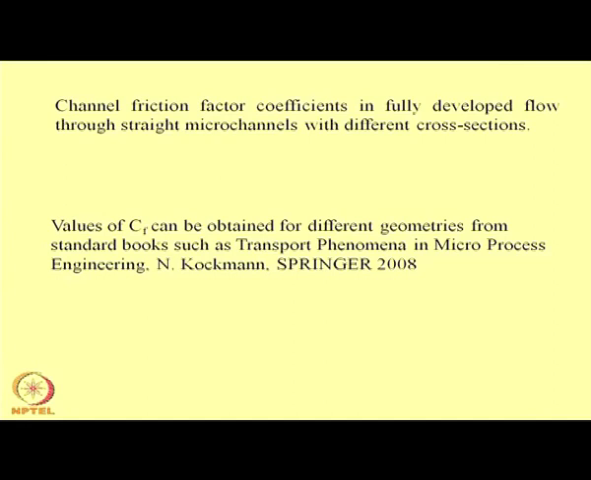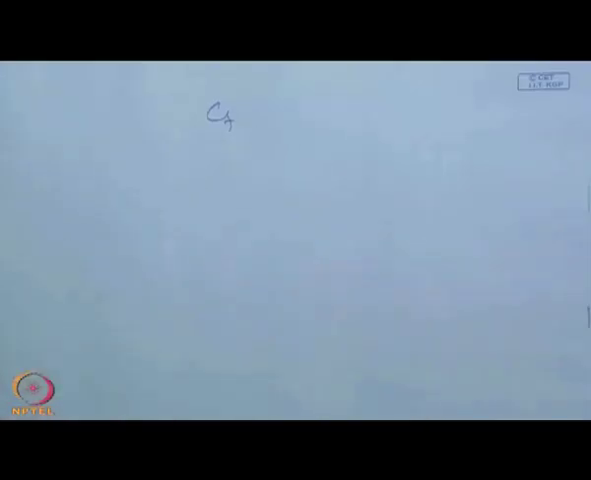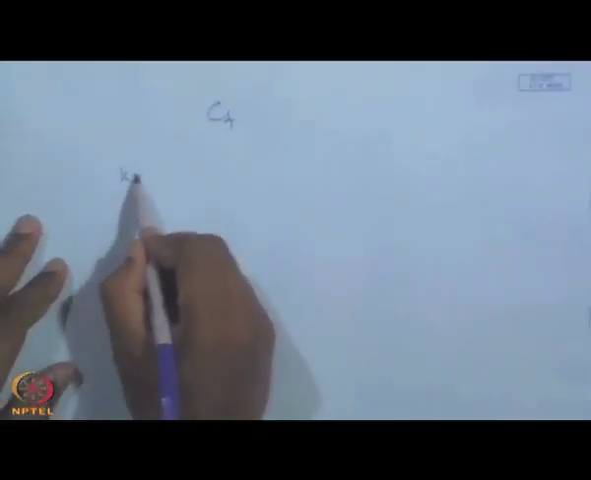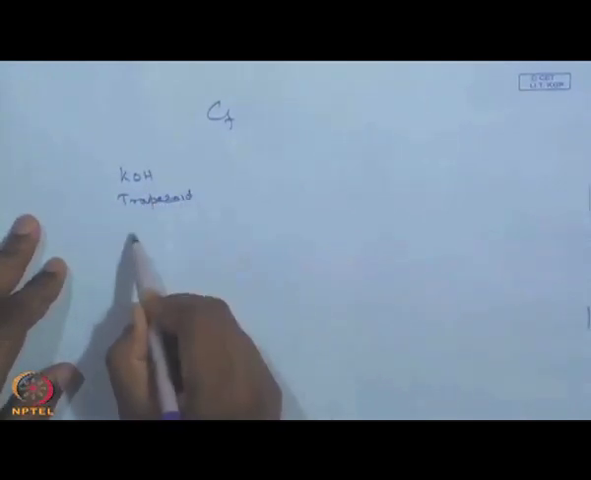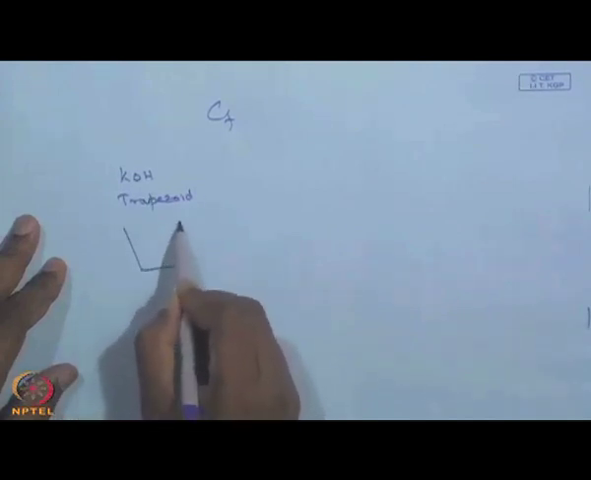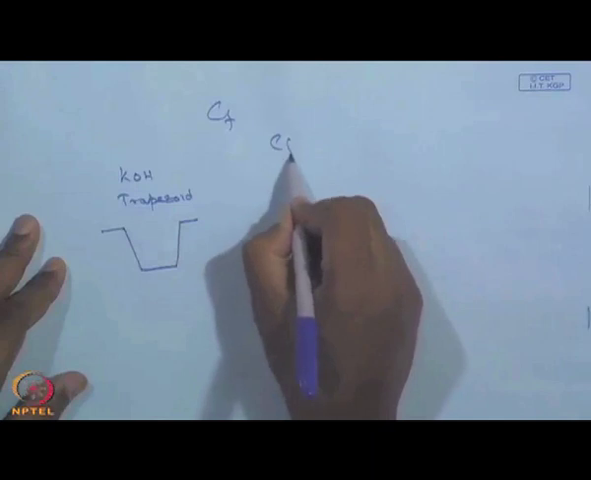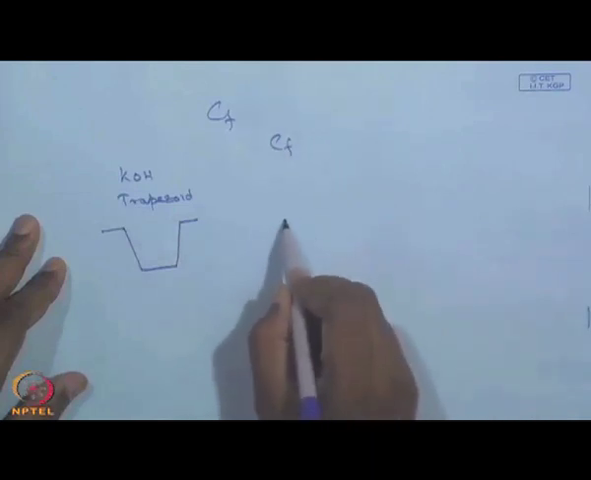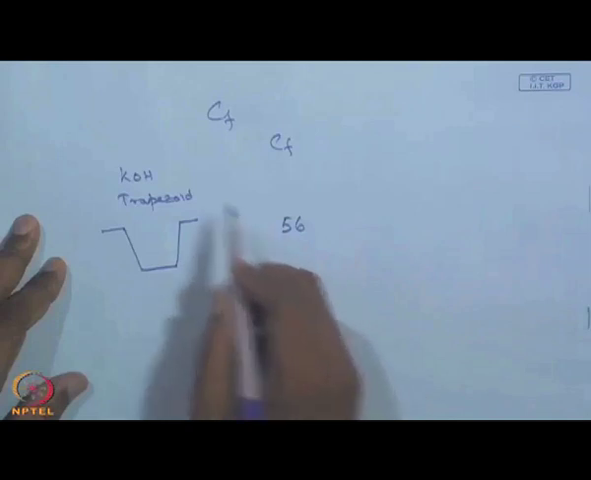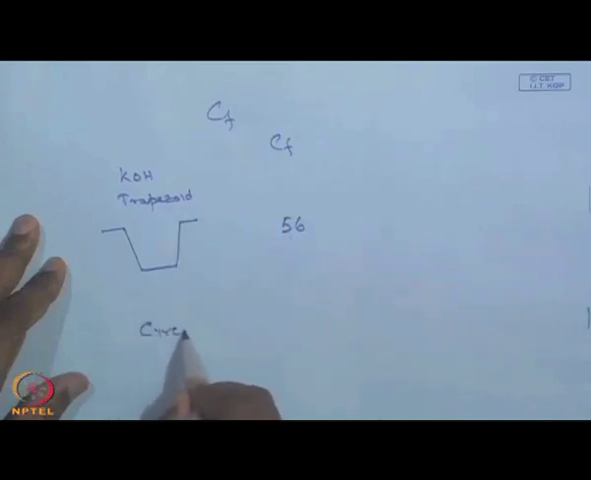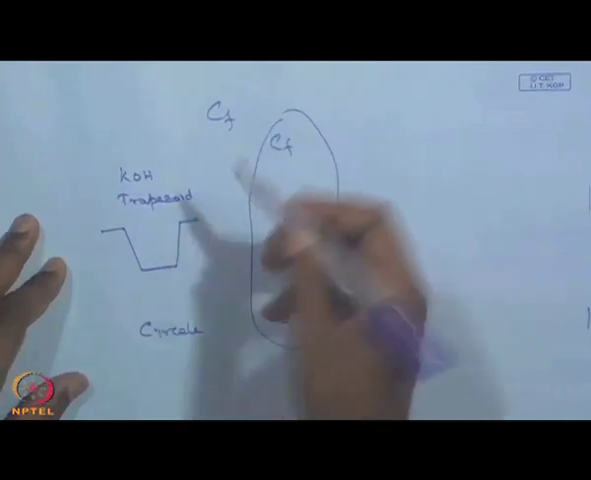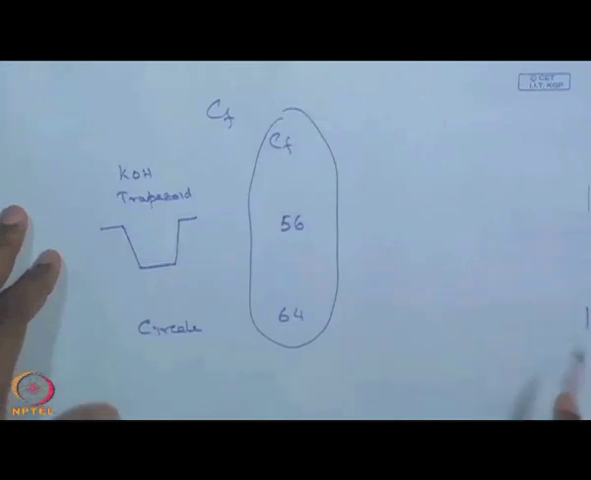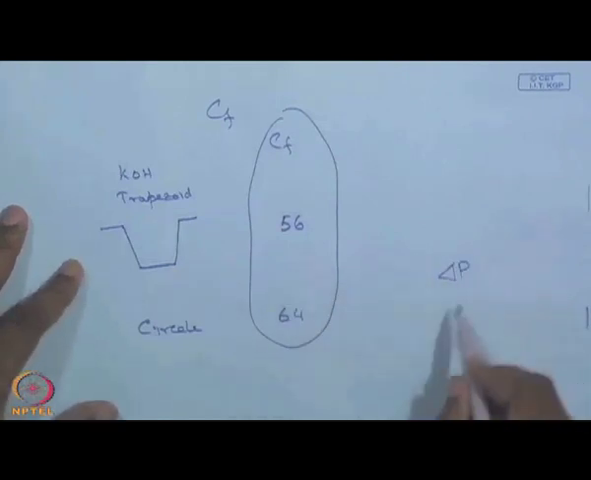For example, consider the value of CF given for a KOH-etched trapezoidal channel in silicon. If you make a microchannel like this, what would be the value of CF? This value of CF is given to be about 56, whereas we know that for a circle the value of CF is about 64. With the knowledge of CF as given in the textbook, one would be able to obtain the total pressure drop as per the equation for flow in a microchannel.